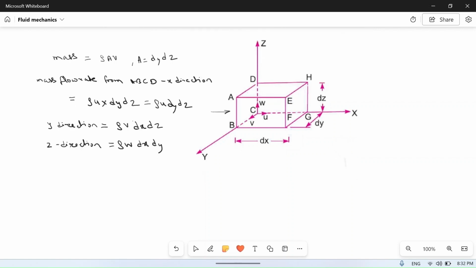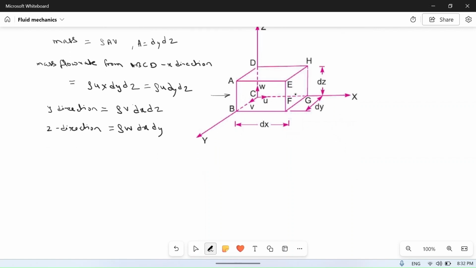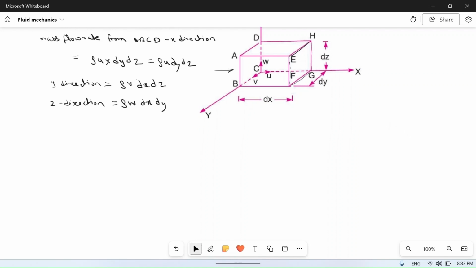And what will be the mass exiting in the x direction? It enters from ABCD, and it will exit from the opposite face in the x direction. So what will be the mass exiting in the x direction? It will be from face EFGH. What will it be?